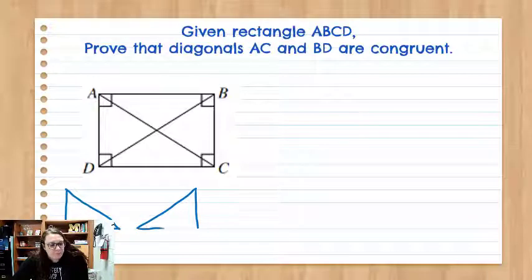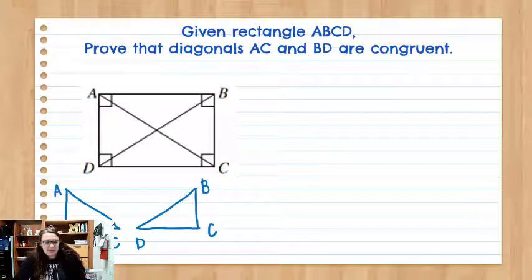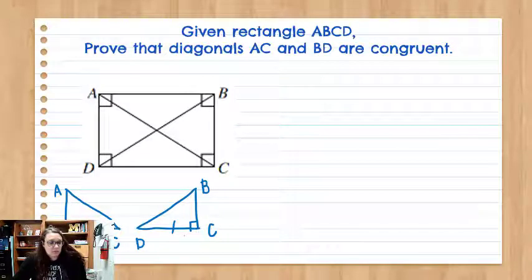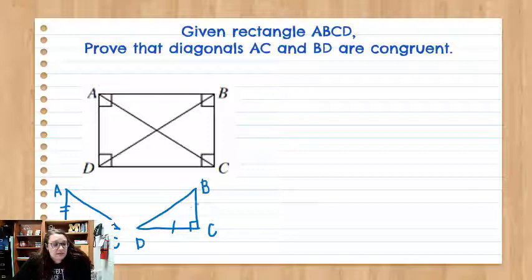unpack them. So this is triangle, let me match up letters, DAC. And this is triangle DBC. So now I can kind of see them separately. Let me fill in what was already there. So like these are right angles, for example. DC is congruent to itself, so I'm going to put that in. AD is congruent to BC because it's a rectangle.